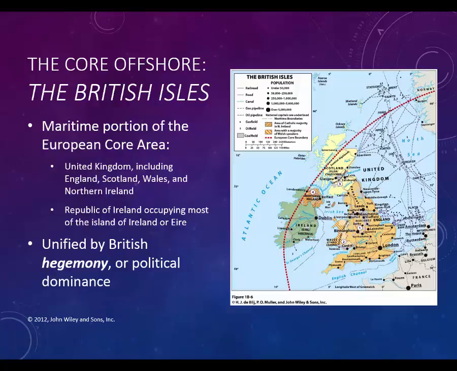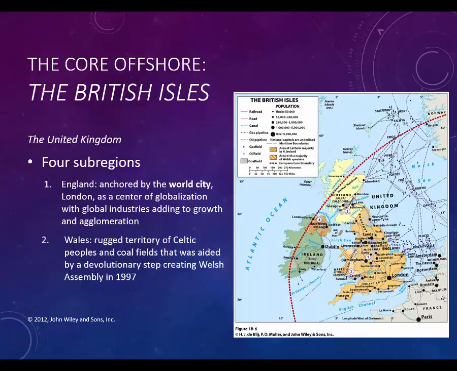The next region is the British Isles, 2 islands which include the subregions of the United Kingdom, consisting of England, Wales, Scotland, and Northern Ireland, and the Republic of Ireland, which you'll need to remember is separate from the UK. If we're looking at the land area of the UK, it's about the size of the state of Oregon. The Republic of Ireland won independence in 1921. And these are the 4 subregions of the UK.